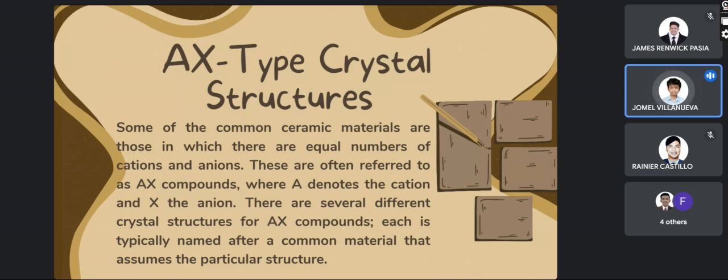Since there are equal numbers of cations and anions, we can assert that the overall charge is neutral, which leads to some very stable and predictable crystal structures. What makes this topic so fascinating, though, is that these materials share the same basic ratio of cations and anions, yet they can form several different types of crystal structure depending on how the ions arrange themselves.